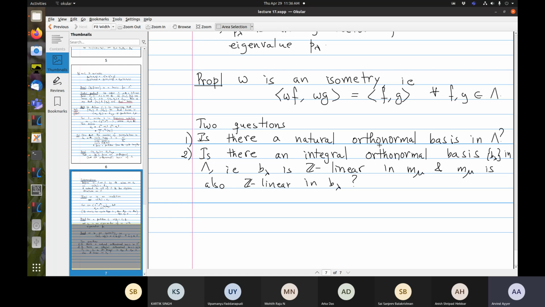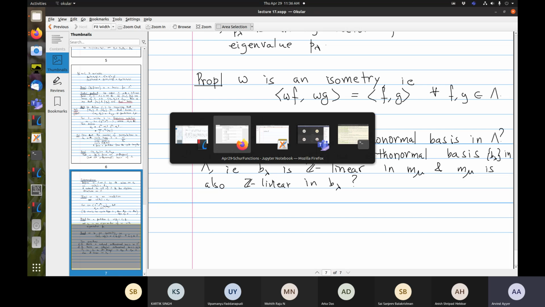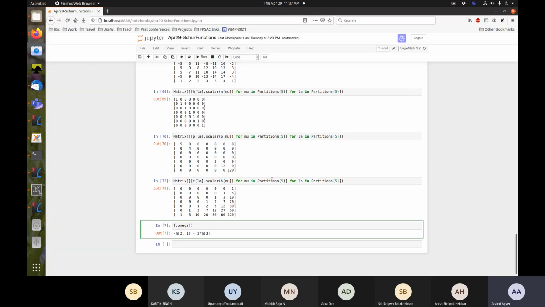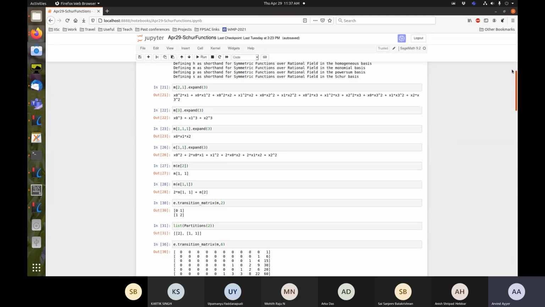I ended with a question about having a natural orthonormal basis in Lambda, and asking whether there's an integral orthonormal basis. If we call this basis b lambda, is there a basis b lambda which is Z-linear in the monomial symmetric functions, and for which the monomials are also dual in these spaces? I ended with that, but one thing I forgot to do in the last class is to show you how the involution works in Sage.